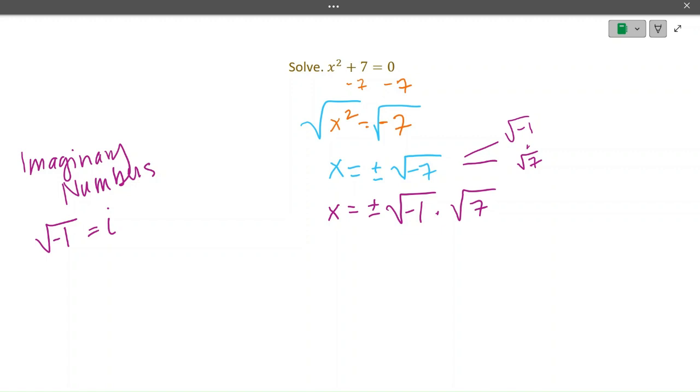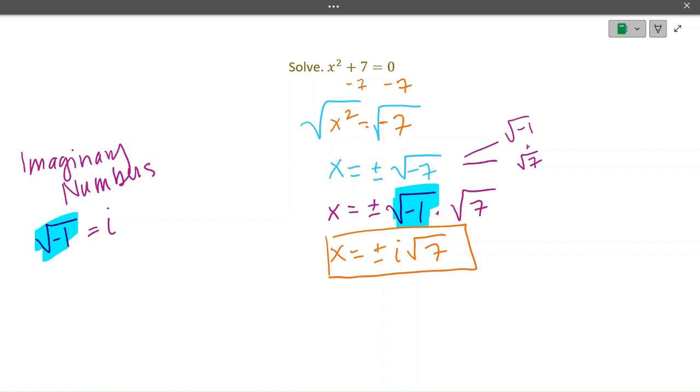And now I'm going to do my substitution. So wherever I see the square root of -1, which is right here, I'm going to replace with what the square root of -1 equals, which is i. So x equals plus or minus i times the square root of 7. All right, and that is your solution.